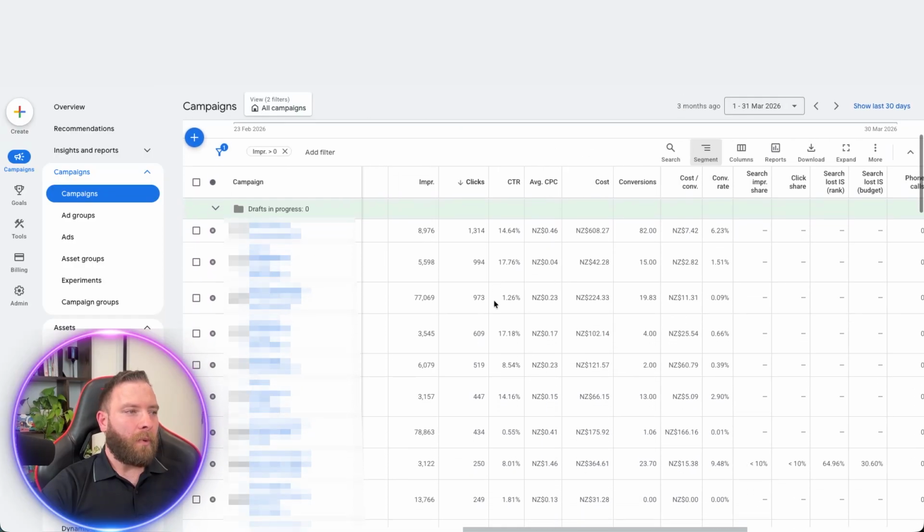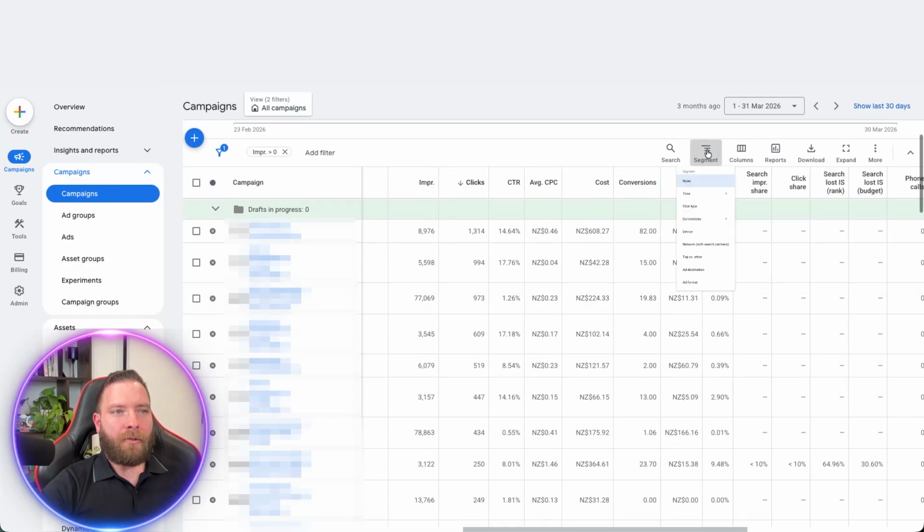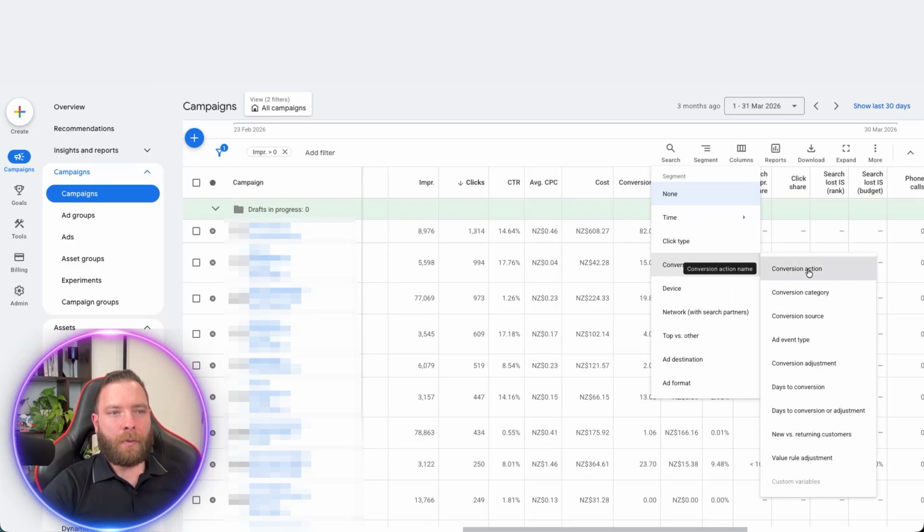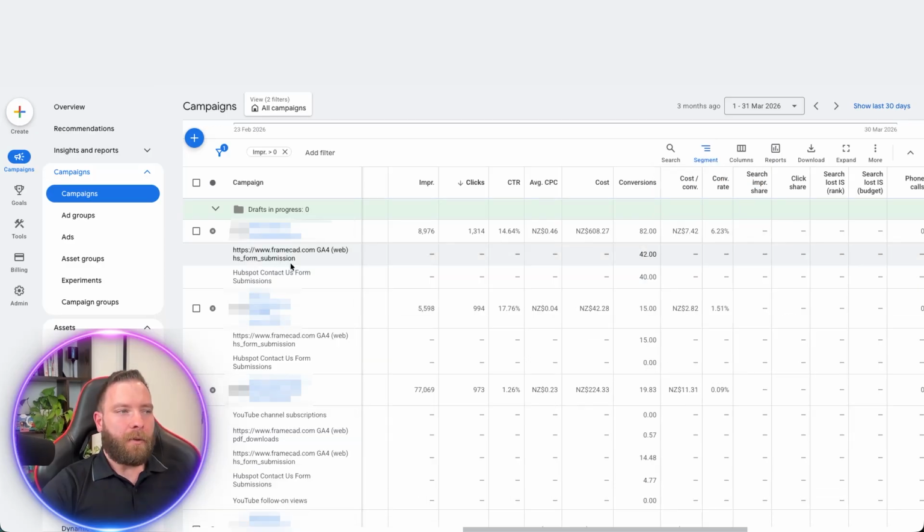Now, going down to one of the campaigns and segmenting by conversion action, which will tell you the conversion name, you can see that we have HubSpot form submission here and then HubSpot form submission here as well. This campaign was reporting 82 conversions at $7.42 a conversion. That's crazy good for a company that sells machines in the hundreds of thousands of dollars. However, you can see that it's actually double tracked. It's not 82 conversions, it's more 40 conversions, which means the cost per conversion wasn't $7.42, it was more $14.